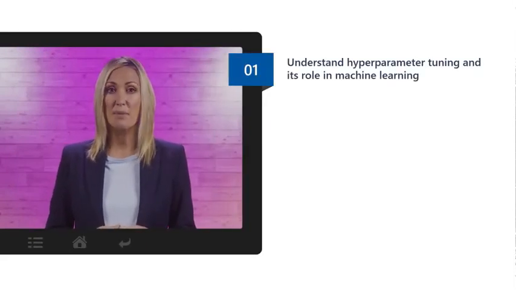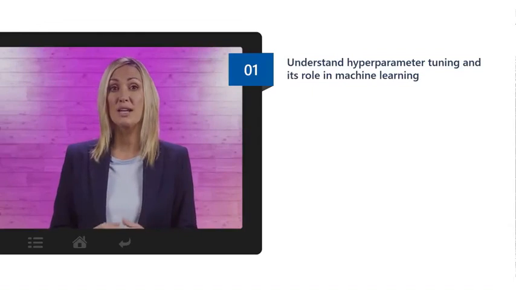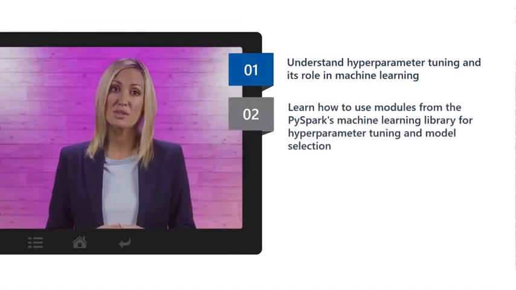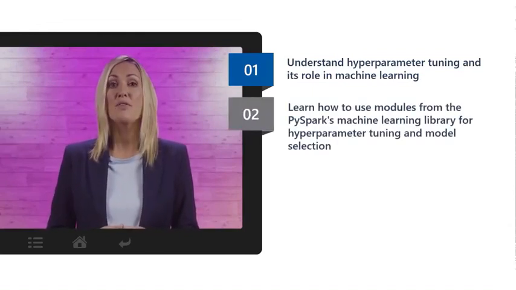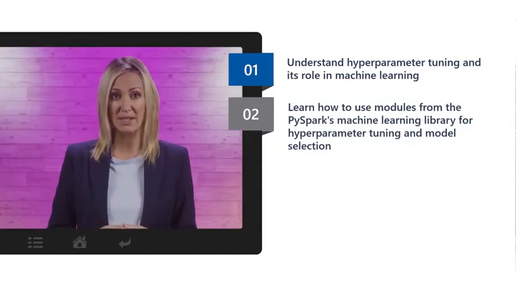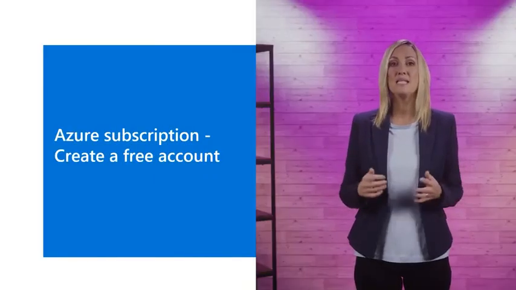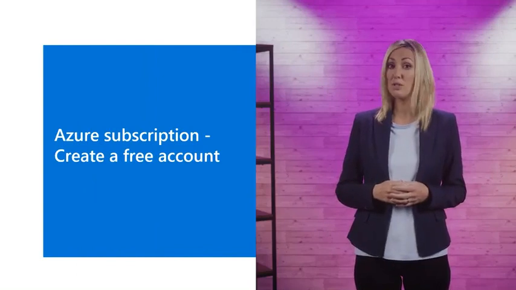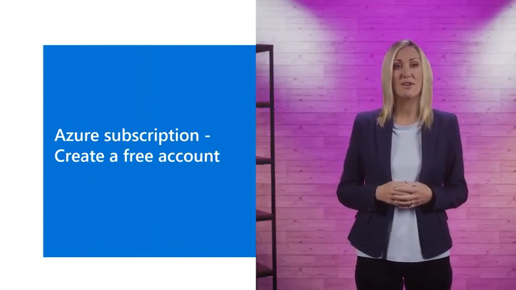In this lesson, you will learn how to understand hyperparameter tuning and its role in machine learning, and learn how to use modules from PySpark's machine learning library for hyperparameter tuning and model selection. Before you begin, please ensure you have an Azure subscription. If you don't have an Azure subscription, create a free account. There is a link to this resource from the additional readings at the end of this lesson.